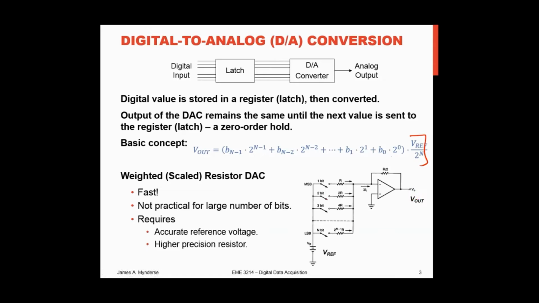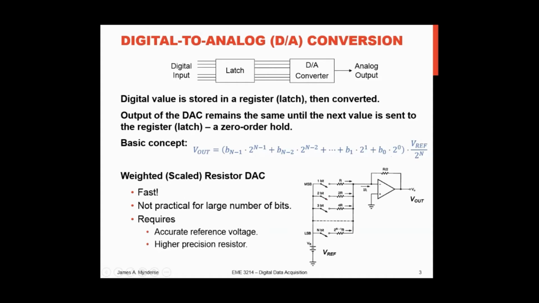The advantage of a scaled or weighted resistor digital analog converter is it's fast, right? I just need to latch that register, and the only time limit is how long it takes this op amp circuit to settle, which is typically fairly fast.